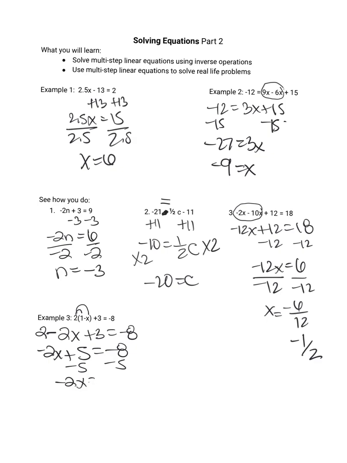Subtract 5. Gives us negative 13. Divide by negative 2. And we're going to get x equals 6.5.